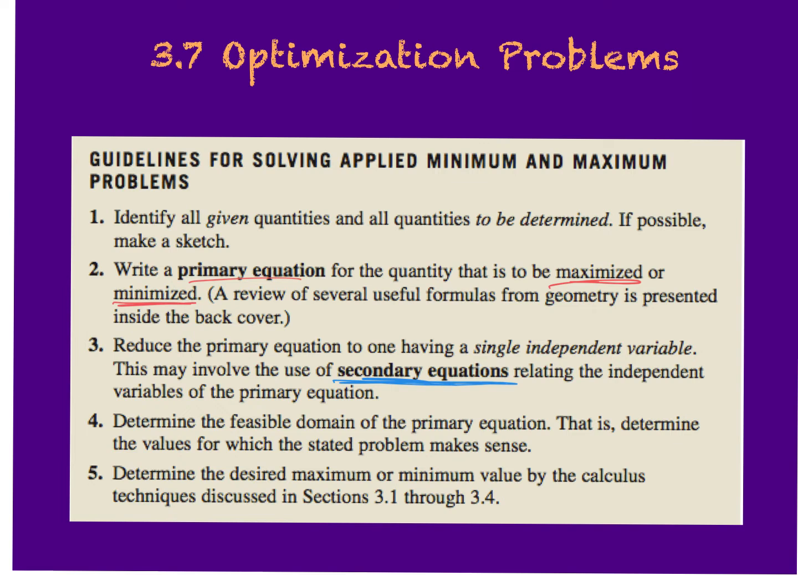Keep going. Determine the feasible domain of the primary equation. That is, determine the values for which the stated problem makes sense. We might get extraneous solutions sometimes. Determine the desired maximum or minimum value by the calculus techniques discussed in sections 3.1 through 3.4. How do we get a max? F prime changes from positive to negative. How do we get a min? F prime changes from negative to positive.